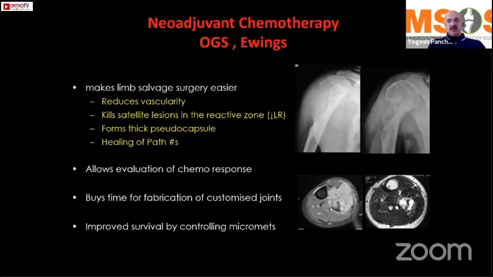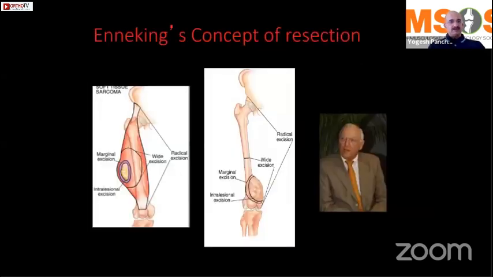Initially, this was started so that we could get some time for manufacturing the customized endoprosthesis. But now the endoprostheses are available off the shelf. We don't have to really wait for them to be manufactured. But as we were waiting, we found out there are a lot of other advantages of giving neoadjuvant chemotherapy. The surgery would be easier, the extraosseous tumor component would shrink, the vascularity will be lesser, and the satellite lesions in the reactive zone around the tumor would be sterilized. And obviously, once we resect the lesion and send it across to our pathologists, they will be able to give us the evaluation of the chemotherapy response, which will decide the prognosis of the patient.